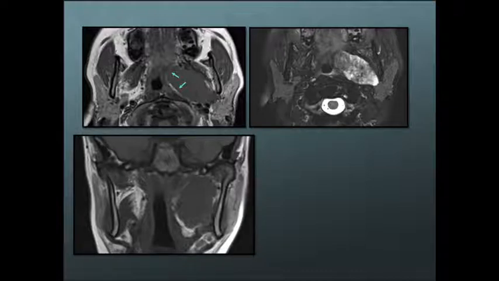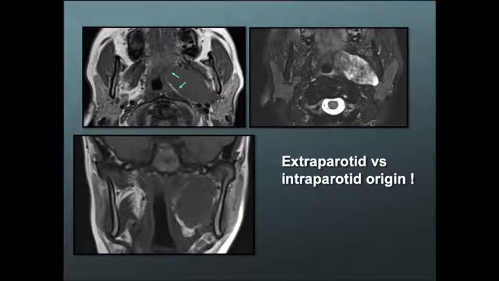Well, it matters to the surgeon, because if they know that this is a primary peripheral mass, then they can access this tumor and resect it with a transcervical approach. However, if it's coming from the deep lobe of the parotid, they might need to do a transparotid approach in order to preserve the facial nerve. So the extra versus intraparotid origin will really determine the surgical approach.